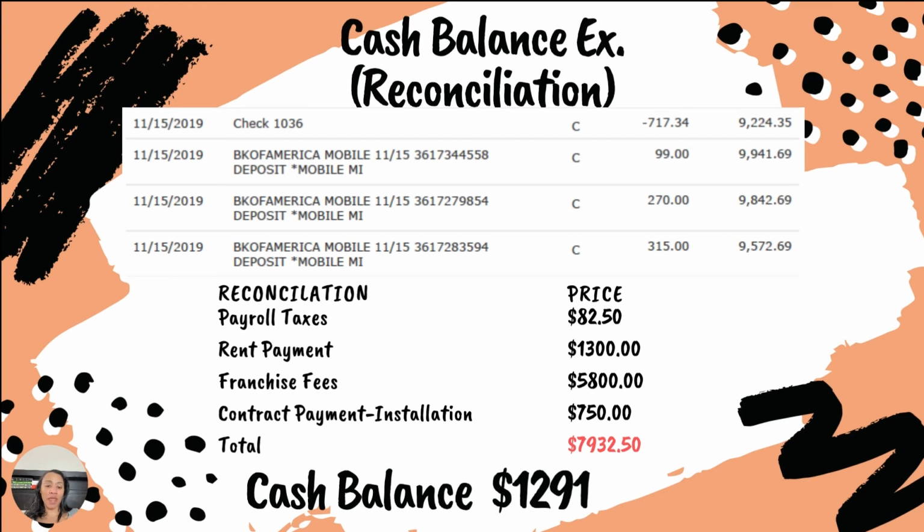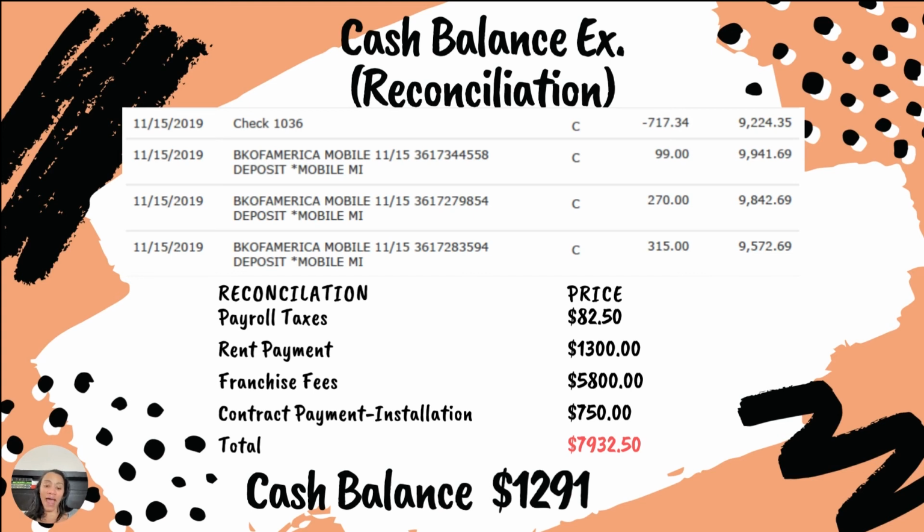But I know for a fact that my payroll tax is going to come out because I paid my employee. There's a rent payment that's going to come out. Franchise fees going to come out, and contract payment and installation. So that total amount is $7,932.50, which will leave me a cash balance of $1,291. Okay. So $1,291.